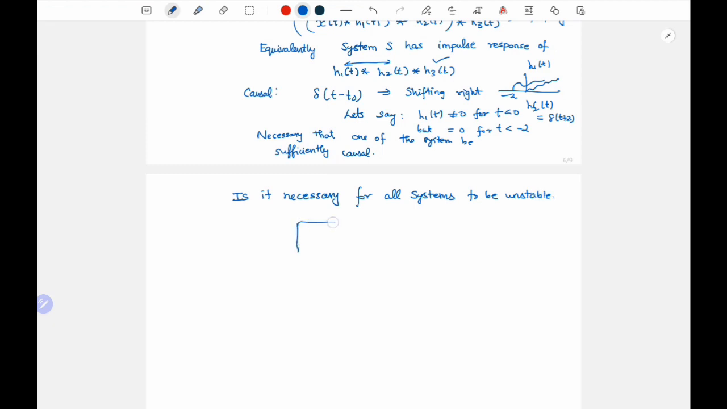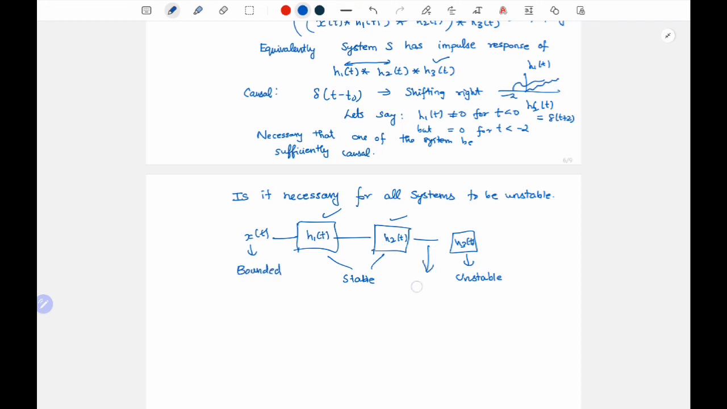So let us again imagine H1 of t, H2 of t, H3 of t. Let's say that H1 and H2 of t are stable and only H3 of t is unstable. So if x of t is bounded, then this signal is going to be bounded. But H3 of t is going to send an unbounded signal because it is unstable. So if you see the system as a whole, you pass in a bounded signal and you get an unbounded one. So the system as a whole is unstable.